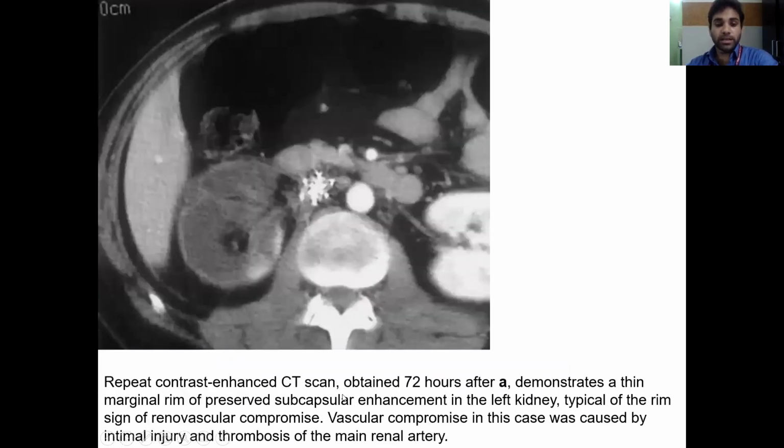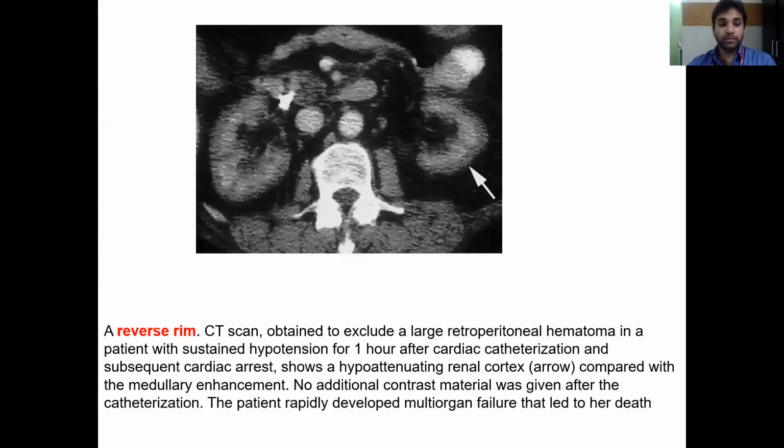The repeat contrast enhanced CT scan obtained 72 hours after demonstrated a thin marginal rim of preserved subcapsular enhancement in the left kidney. Typical of the rim sign of renovascular compromise. Vascular compromise in this case was caused by intimal injury and thrombosis of the main renal artery.